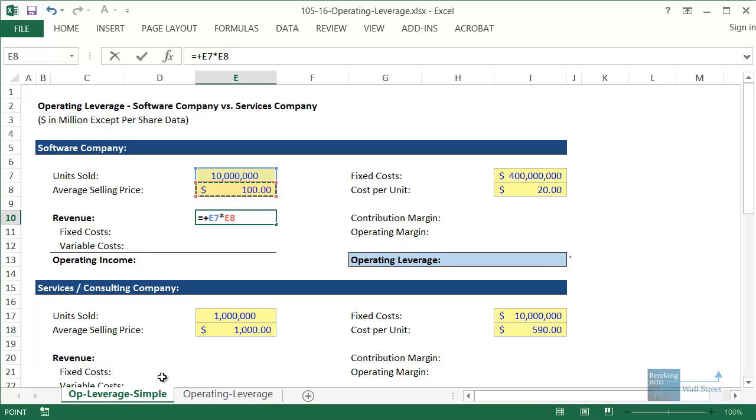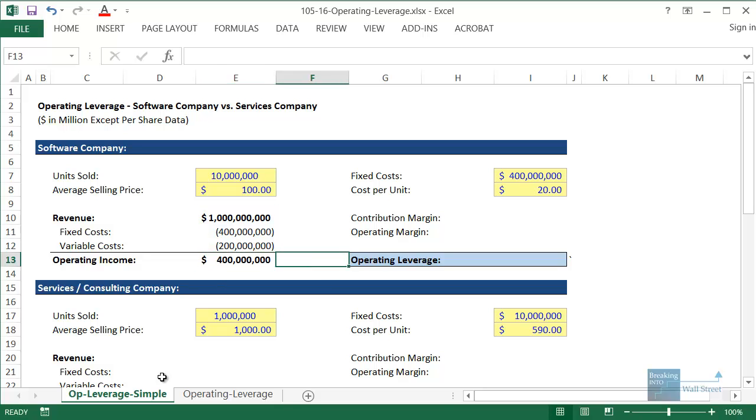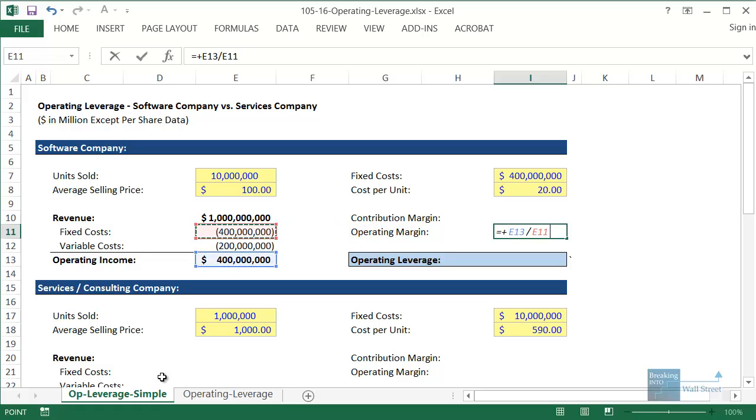So for revenue, we just multiply units sold by the average selling price. For the fixed costs, let's use a negative sign and then go up and grab the fixed costs from there. And then for the variable costs, let's multiply units sold by the cost per unit. And then for operating income, we can sum up everything there. So the operating margin is easy. We just take our operating income and divide by our revenue.